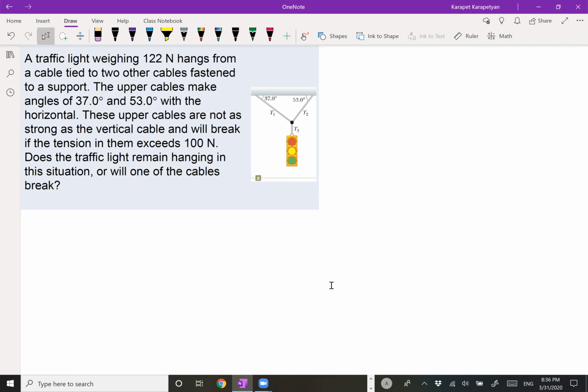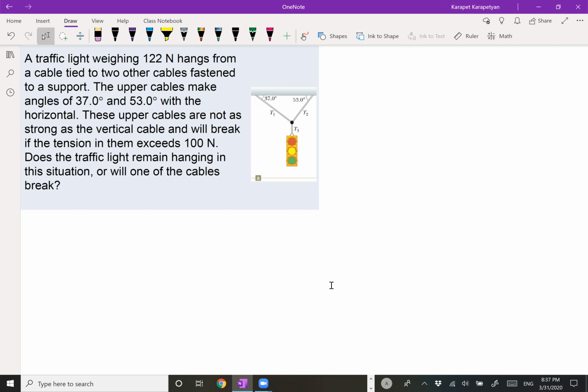We have a traffic light weighing 122 newtons, hanging from a cable tied to two other cables fastened to a support. The upper cables make angles of 37° and 57° with the horizontal. These upper cables are not as strong as the vertical cable and will break if the tension in them exceeds 100 newtons. Does the traffic light remain hanging in this situation, or will one of the cables break?